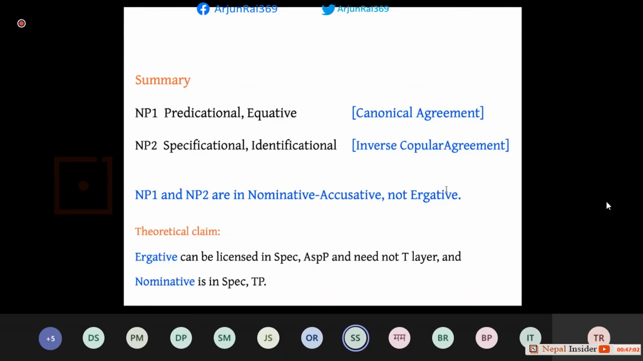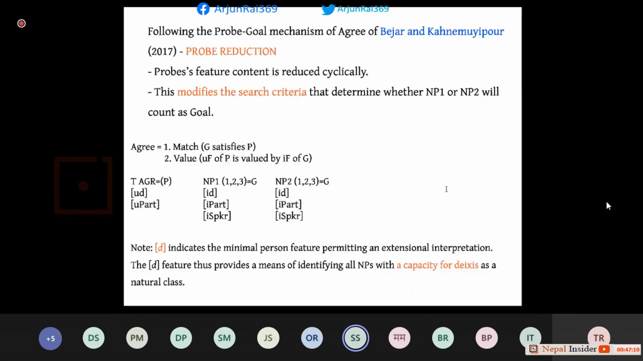and as I mentioned earlier also, ergative can be licensed in spec AspP and not in T, and nominative can be in spec TP. So now how to account for this data? Since it was a part of the workshop that we have done with Susanna Baer, we refer to her work, Susanna Baer and Kanemi Pure 2017, where she defines the probe goal mechanism of agree in terms of probe reduction. So basically the probe's features are reduced, and probe feature content is reduced cyclically.